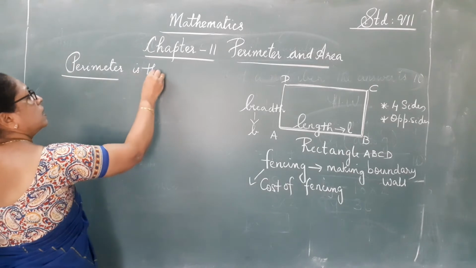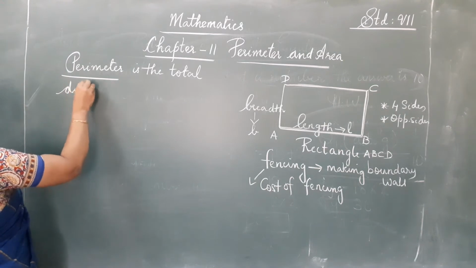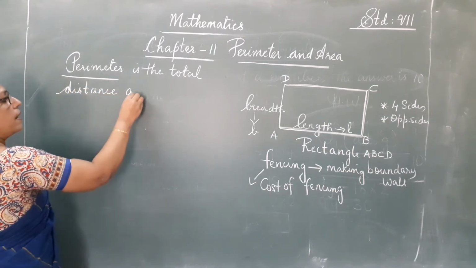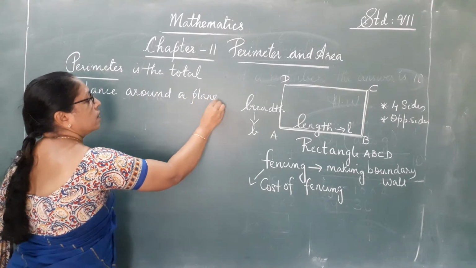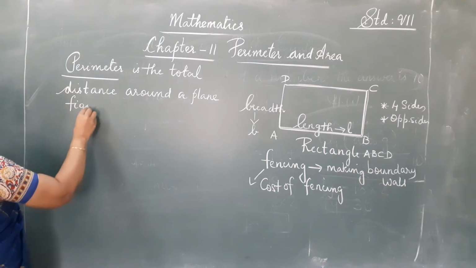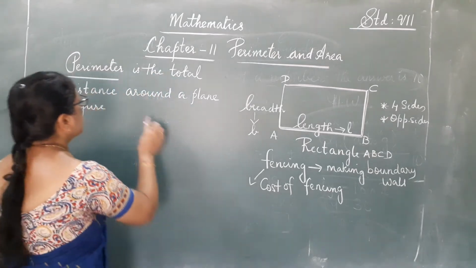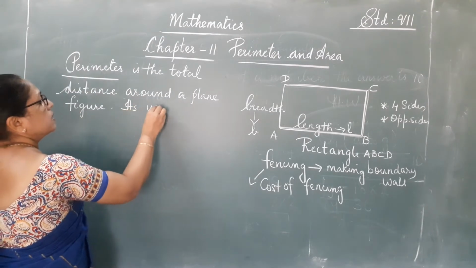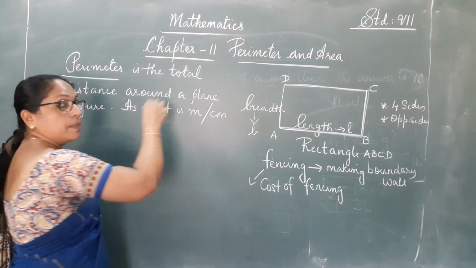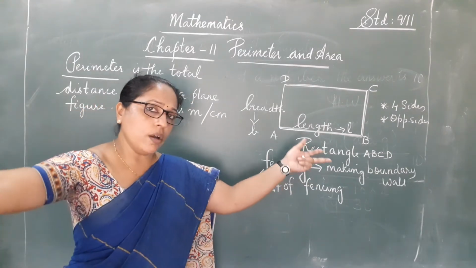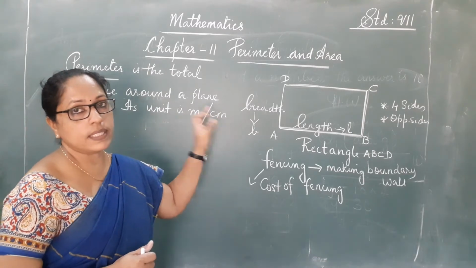Perimeter is the total distance around a plane figure. Its unit is meter or centimeter because it's a distance. If it is a longer distance, it will be in kilometer. Generally we use meter or centimeter.